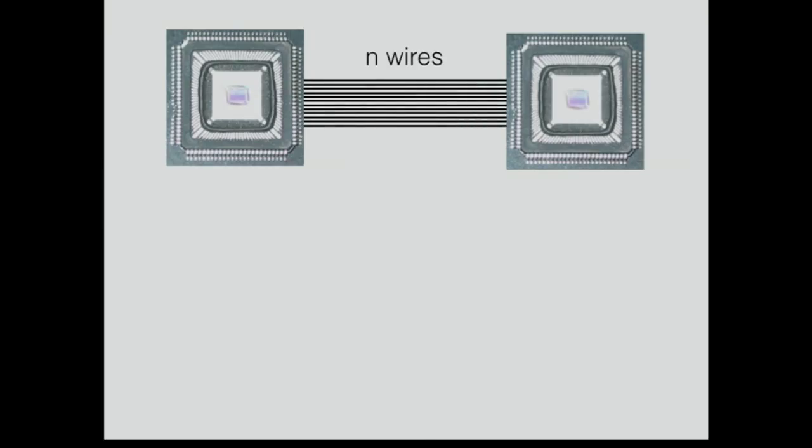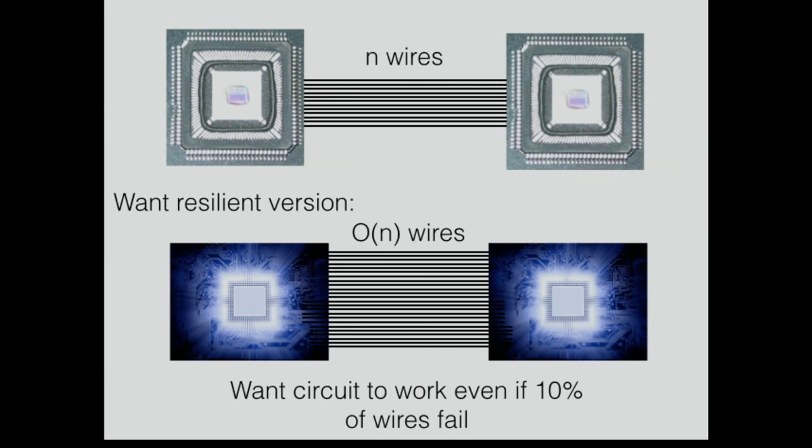So a different way to phrase the question that I just asked is, suppose you have two circuits that are connected with n wires. Is there some way to encode them to get new circuits that now have order n wires going between them, say a small number of wires going between them, in such a way that this new circuit achieves the same functionality as this old circuit, even if a large fraction of the wires between these two parts fail? Is there some way to do that? And it turns out that there is. That's what we're going to see.